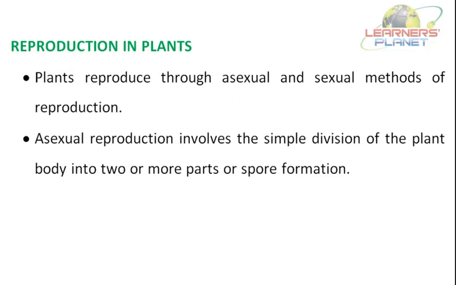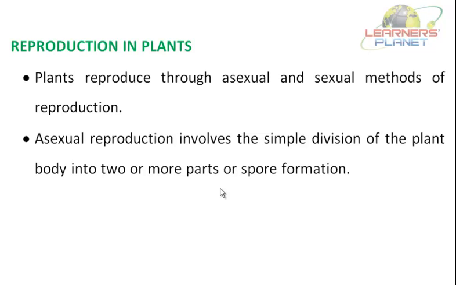Yes, reproduction in plants. Students, plants reproduce through asexual and sexual methods of reproduction. Asexual reproduction involves the simple division of the plant body into two or more parts, or spore formation. So, basically, the creation of a life form by a similar life is called reproduction. Reproduction is the extension of life of a species at a given time. It is a means of perpetuation of the species and also multiplies their number.